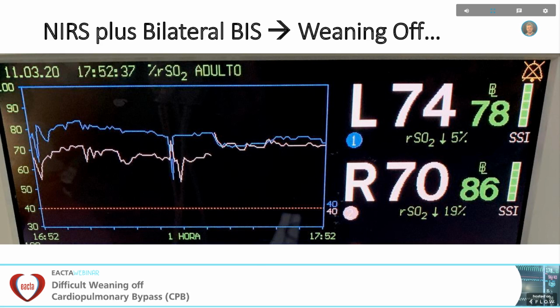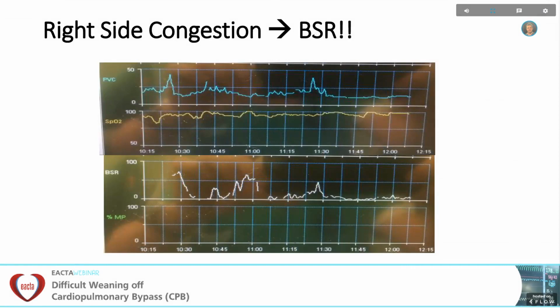As well, with right-sided pressure overload, as I can show as an example, right ventricular insufficiency after weaning of CPB, we have this big CVP showing insufficiency and right atrium overload, and we can see that there is a very close correlation of the suppression of the EEG when compared with CVP.